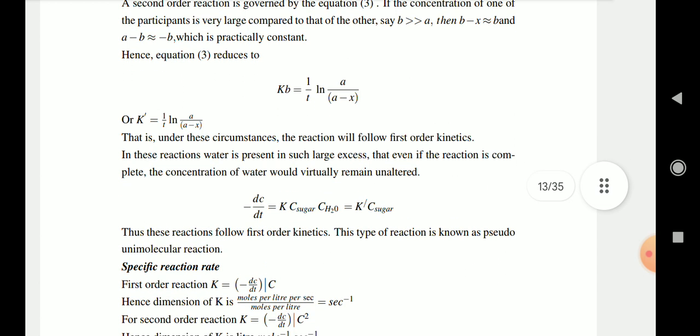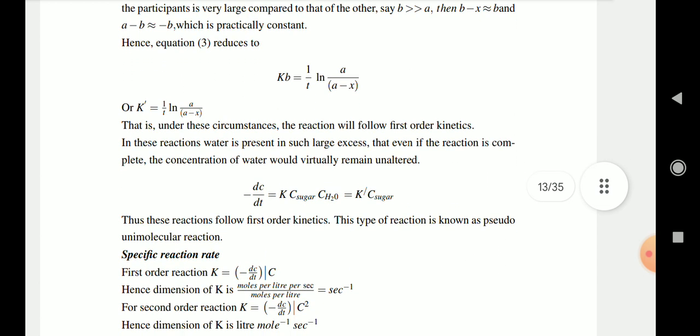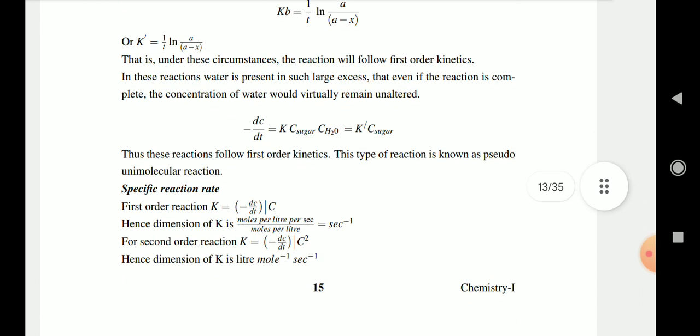In these reactions water is present in such large excess that even when the reaction is complete, the concentration of water would virtually remain unaltered. Minus dC/dt = k C_sugar C_H2O = k' C_sugar. Thus these reactions follow first order kinetics. This type of reaction is called a pseudo unimolecular reaction.